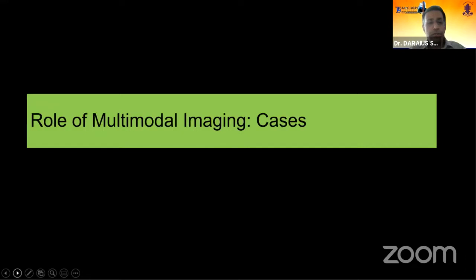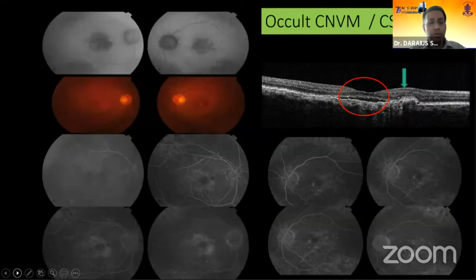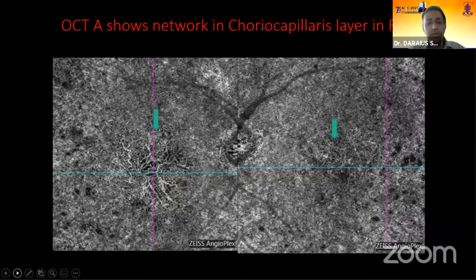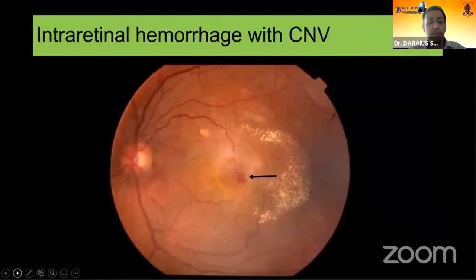Multimodal imaging is, of course, important now that we've studied all those imaging modalities. This is one of the cases which always perplexes us, when we have CSR-like cases getting a CNVM. We were always puzzled as to how to treat these patients and whether there's actually a CNVM or not. But now when we do an OCTA, the CNVM becomes clear to see. So I think that is really, really helpful in these cases.